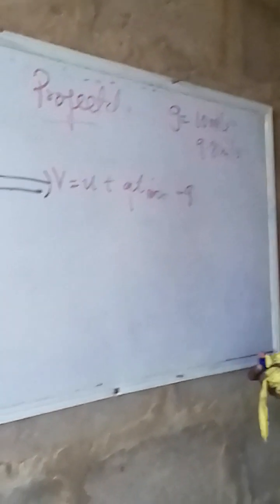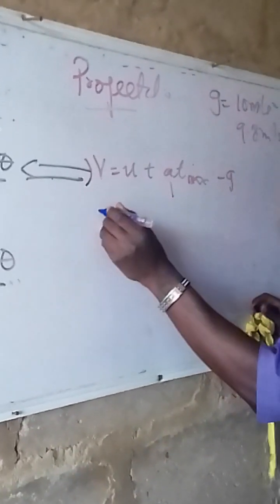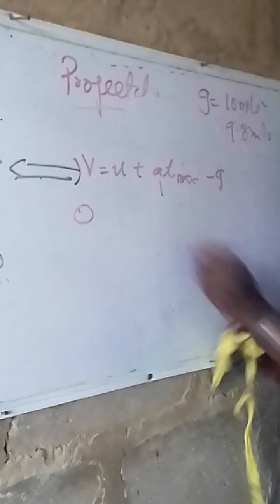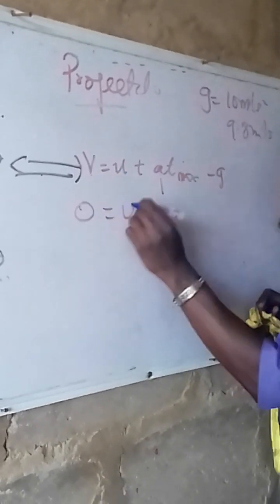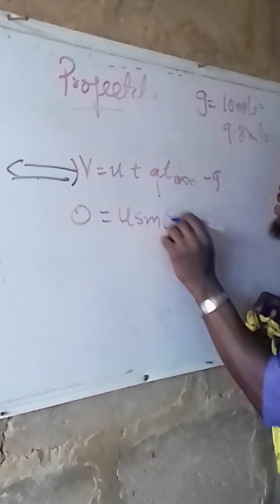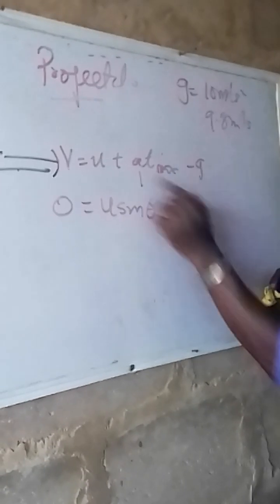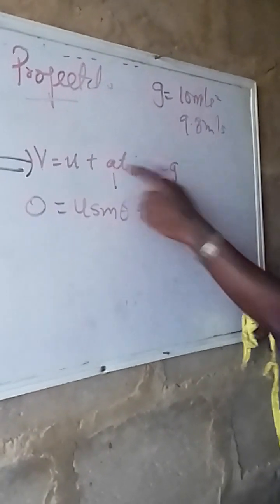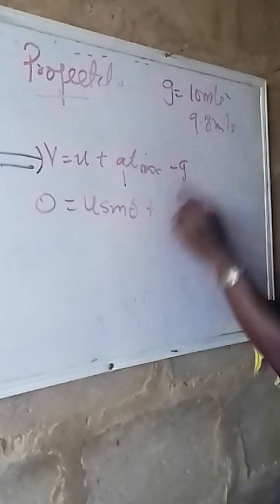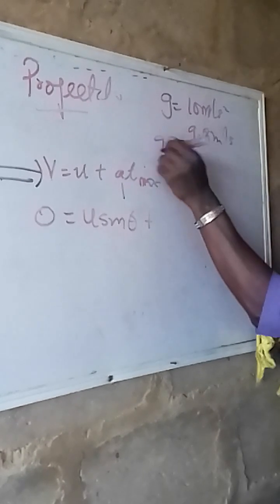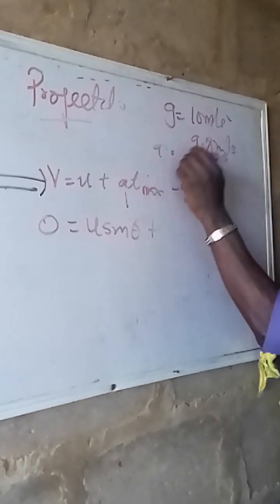Now let's input our parameter. What is our V? V is what now? 0. Then U will be what now? U sine theta. Are we together? Plus is there. What is A? A is minus G. Whatever I'm seeing, I'll be putting what? G. A equals to minus G.